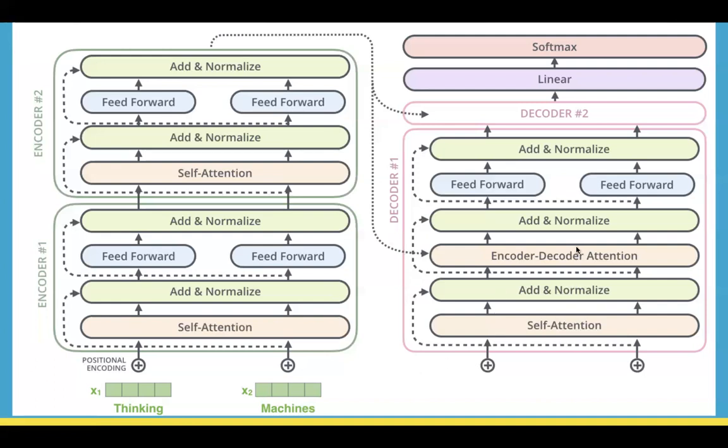The encoder-decoder attention layer works just like multi-headed self-attention, except it creates the queries matrix from the layer below it, and it takes the values and keys matrices from the output of the encoder stack. So queries are from the layer below it, and values and keys are from the ones it gets from the encoder stack.